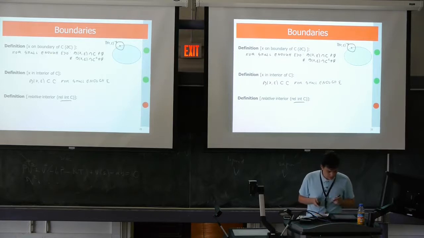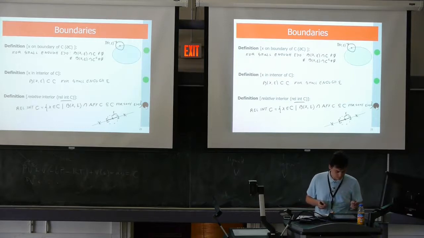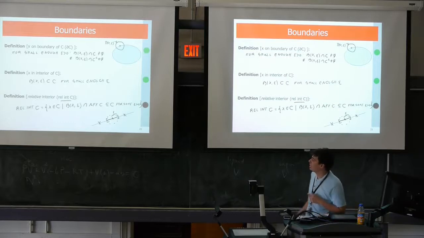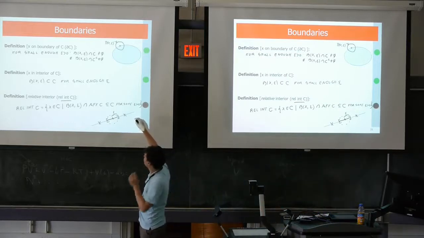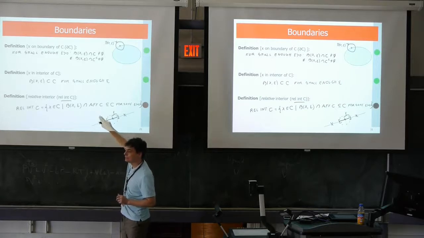Okay, so the relative interior of C. We say that x is a relative interior point of C if x is in C and for some epsilon, again small enough, the ball around x with epsilon radius intersected with the affine hull of C is in C. So in other words, we just do the same definition that we had for interior, but we restrict this ball to be in the affine set of C.